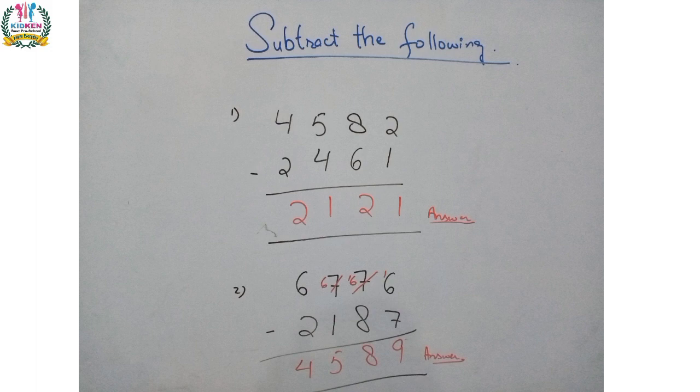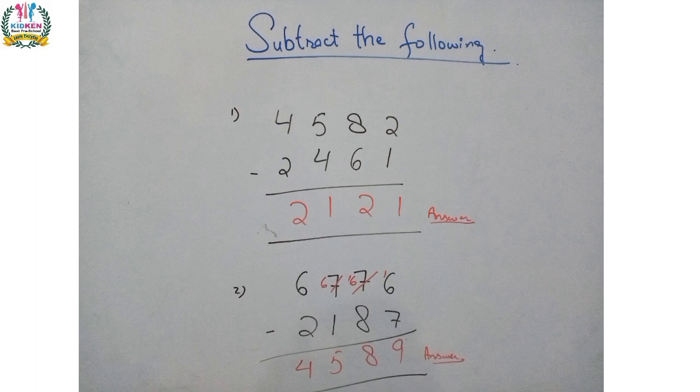Second part is 6776 minus 2187. So you can see that 7 cannot be subtracted from 6. So you can cut the 7 and make it into 6, and make the 6 into 16. So 16 minus 7, we have the answer 9.